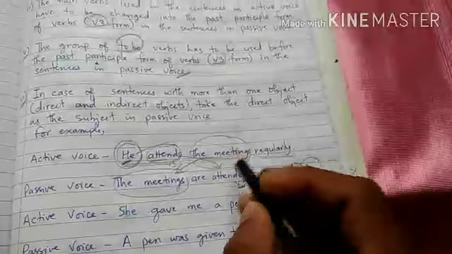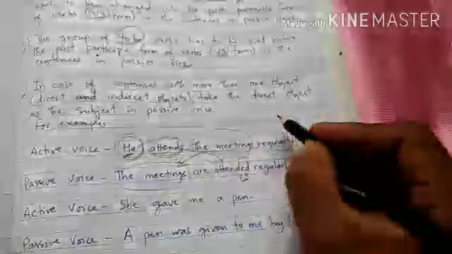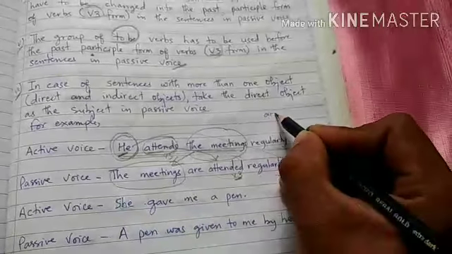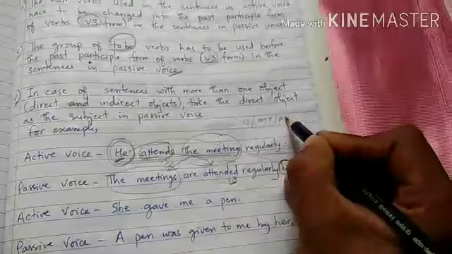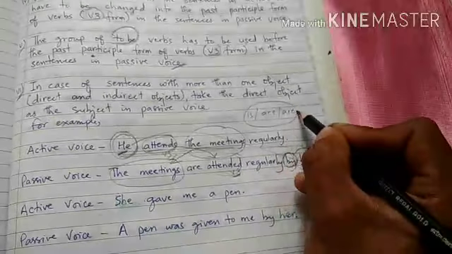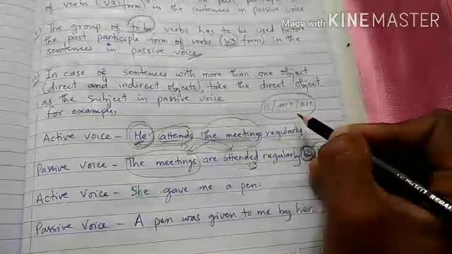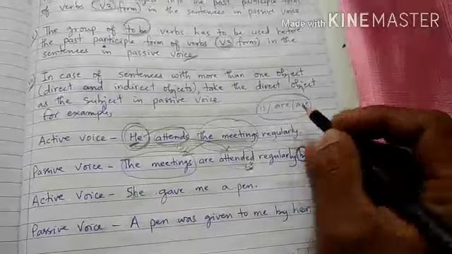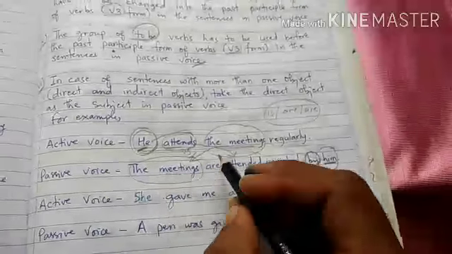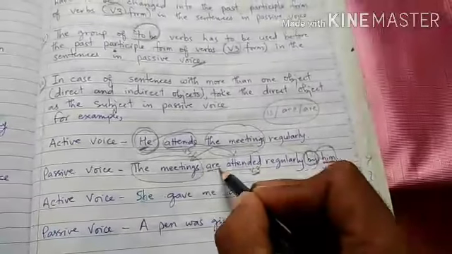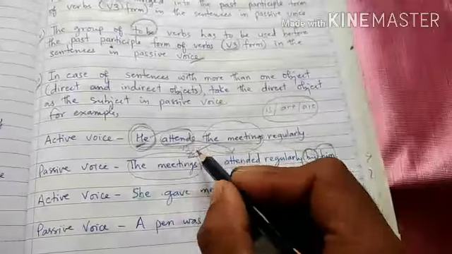Okay, so here the meetings is plural. So this is in simple present tense. In simple present tense we use is, am, are. These three to be verbs are used in passive voice before the B3 form of the verbs in the sentences. Like here, he attends the meetings regularly. The meetings are attended. So here are is used. Are is from the group of to be verbs. So the sentence is in simple present tense.